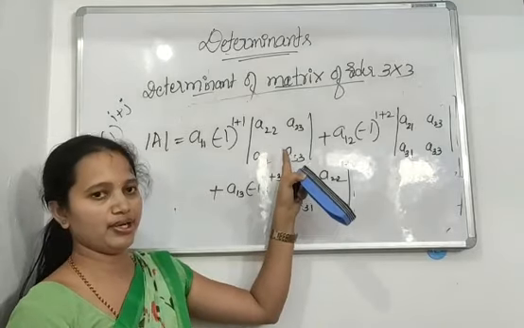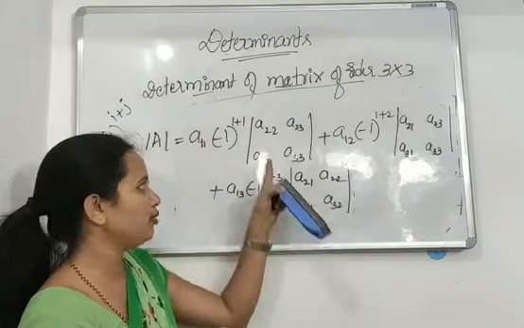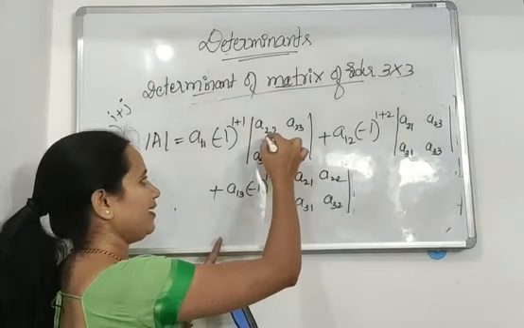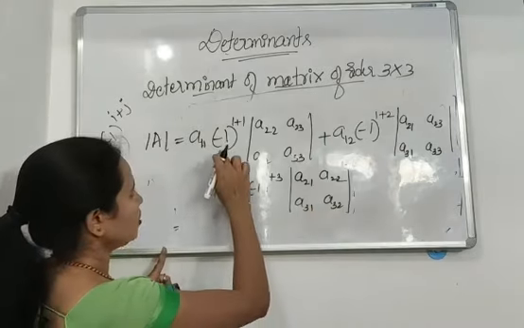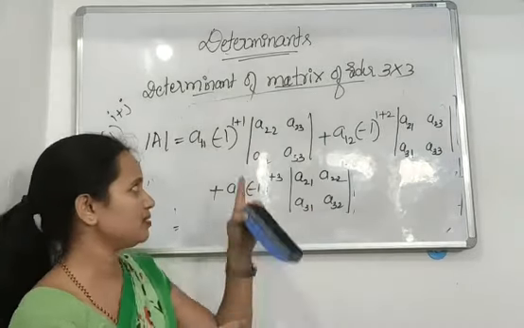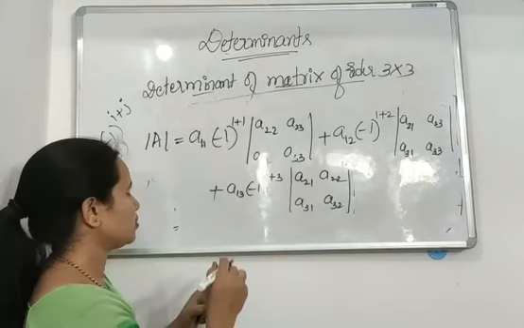You know how to find the determinant of a 2 cross 2 matrix. It is a 2 cross 2 determinant. You know how to solve it: cross multiply the diagonals and subtract them. So minus 1 power 1 plus 1 means minus 1 power 2. So it is even. Minus 1 power 2 means plus 1.